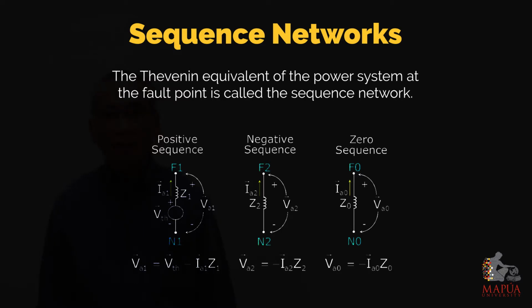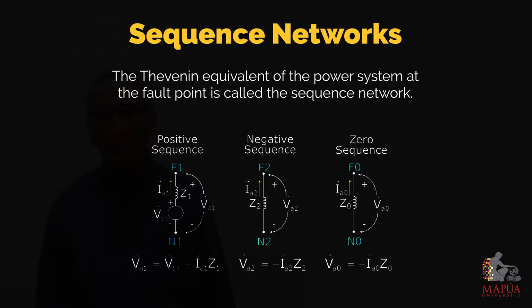Whereas for the negative sequence, that is composed only of the negative sequence impedance measured at the faulted point and the reference bus. Notice that there is no Thevenin voltage. So thus, our negative sequence voltage Va2 is just equal to negative Ia2 multiplied by Z2.